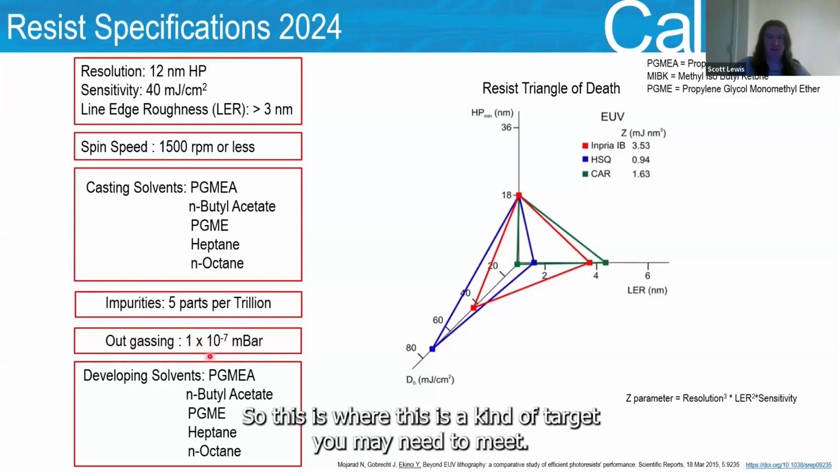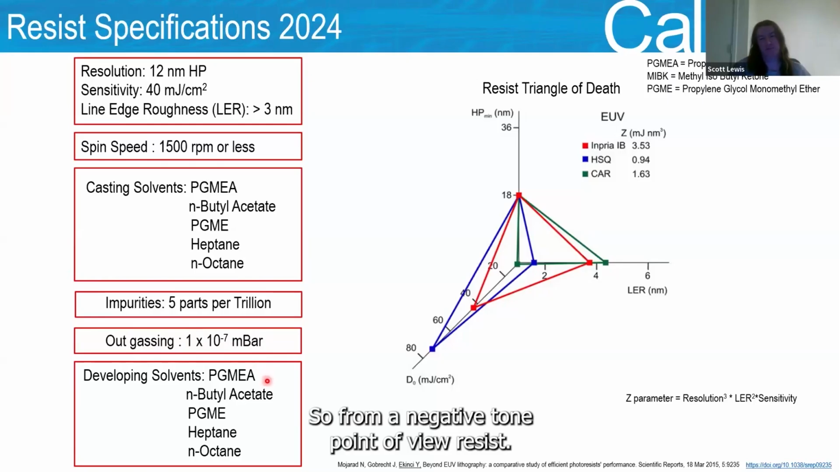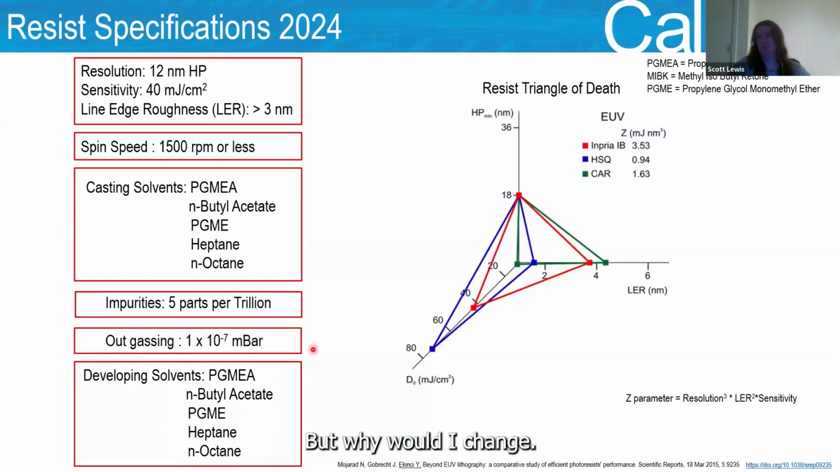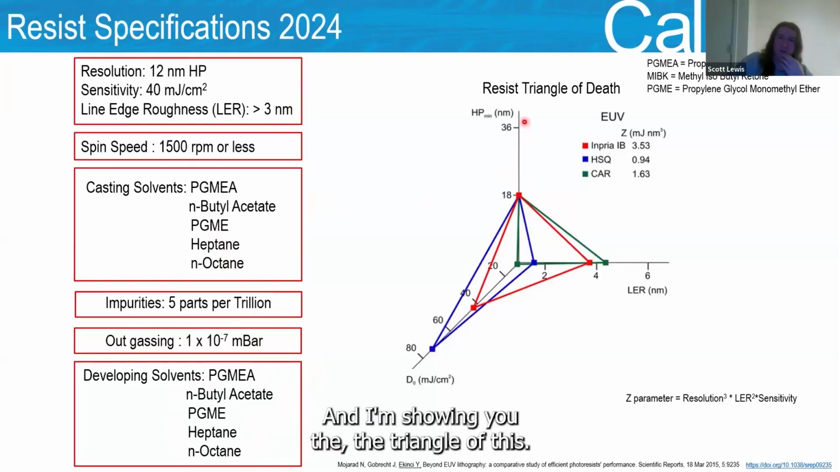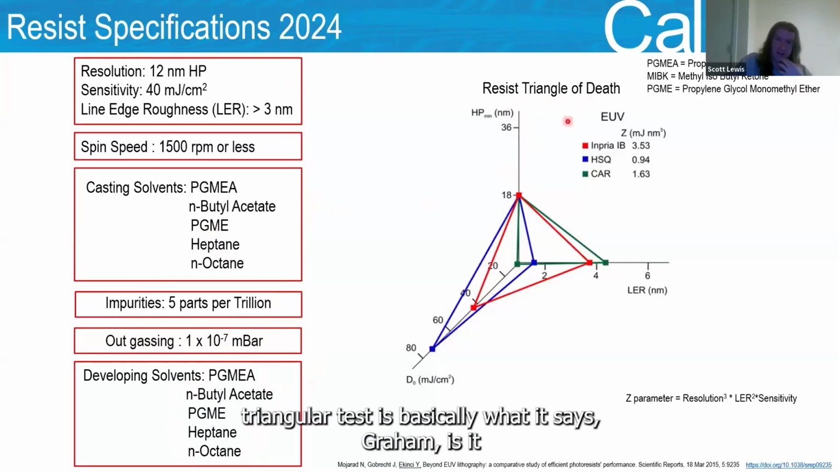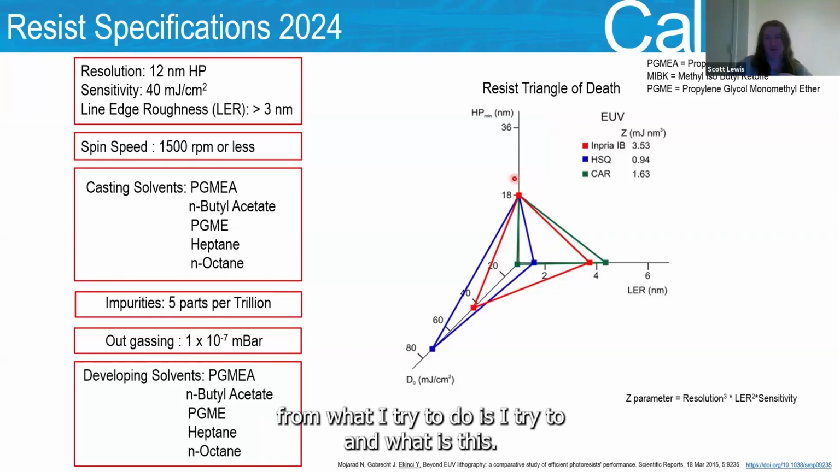So this is the kind of target you really need to meet. And of course, you've got developing solvents. From a negative tone resist point of view, I use the same developing solvents as the casting solvents. Why would I change? So this is the industry spec, and I'm showing you the triangle of death. The triangle of death is as grim as it sounds, because what tends to happen, from my experience, from what I try to do, is what is this?